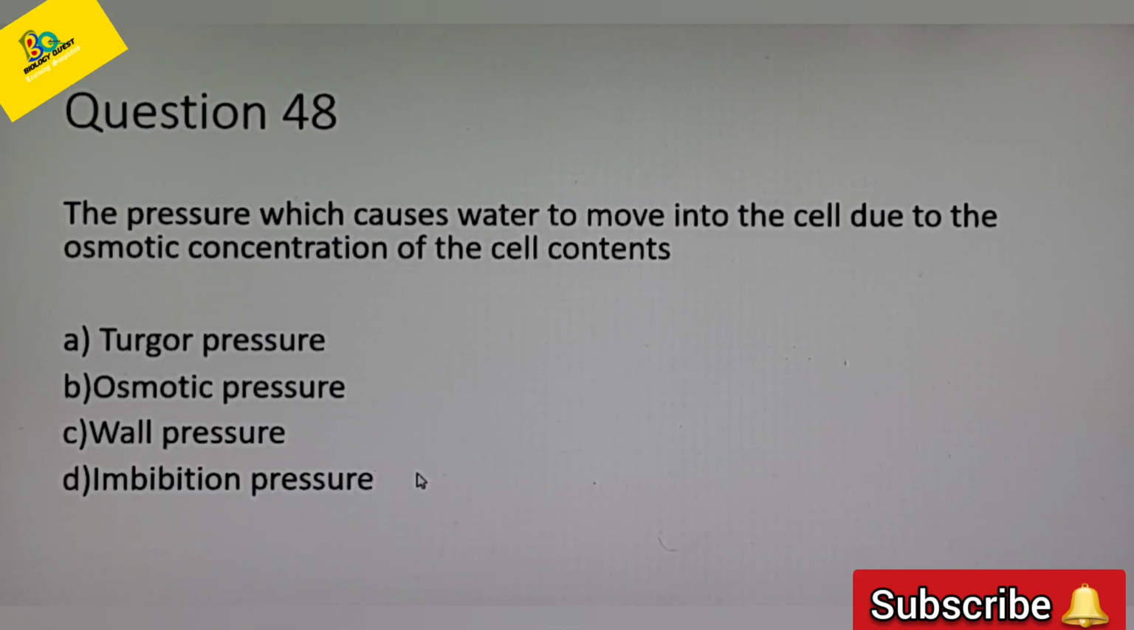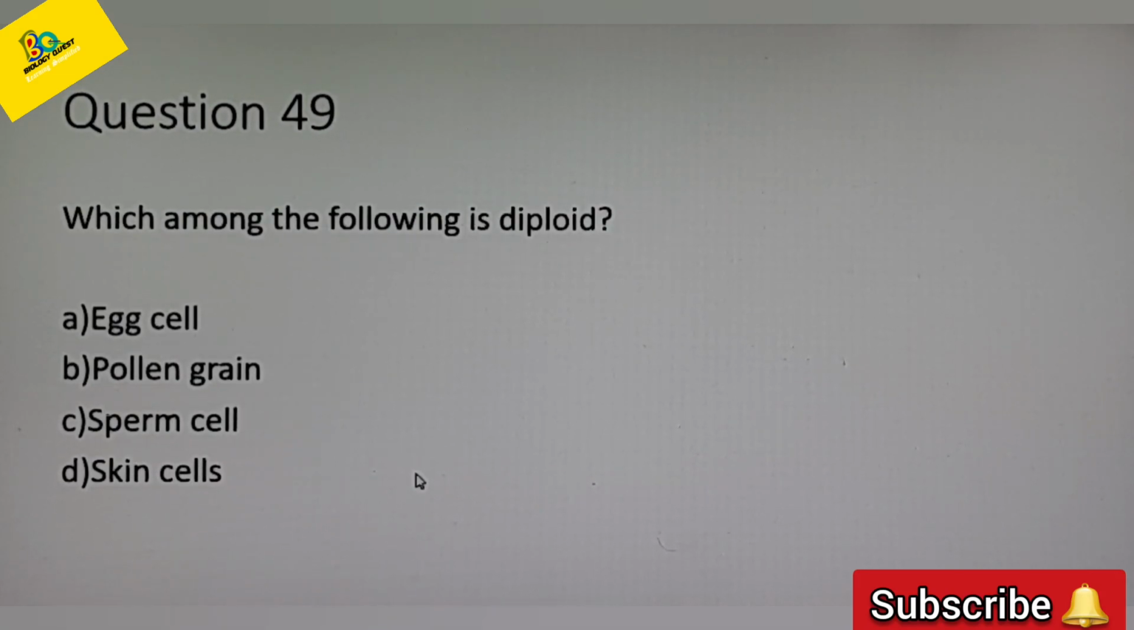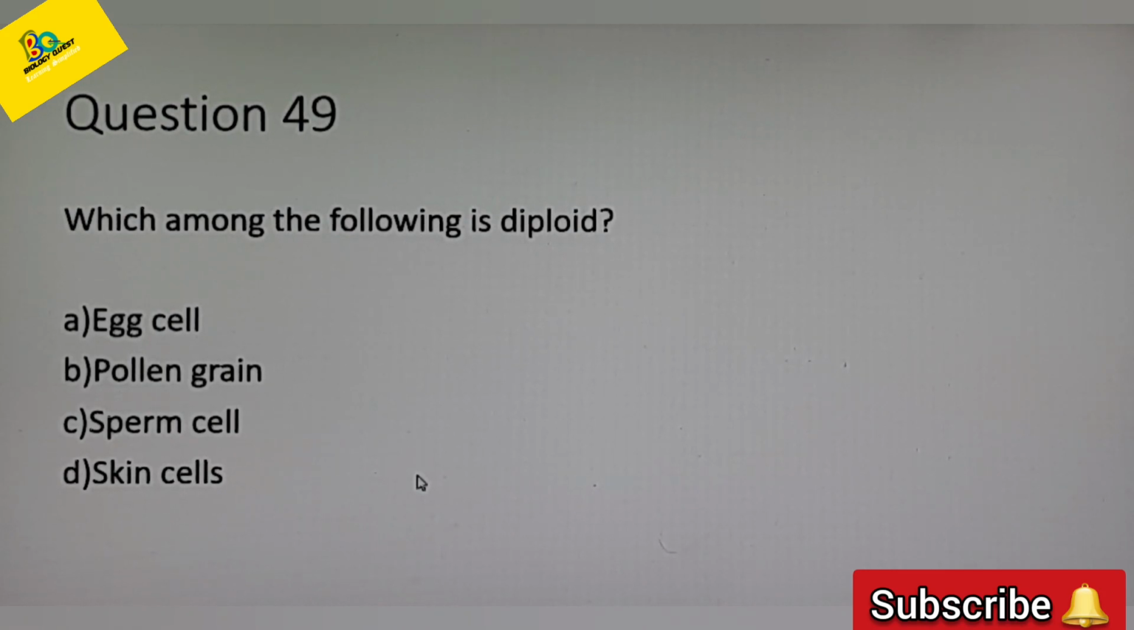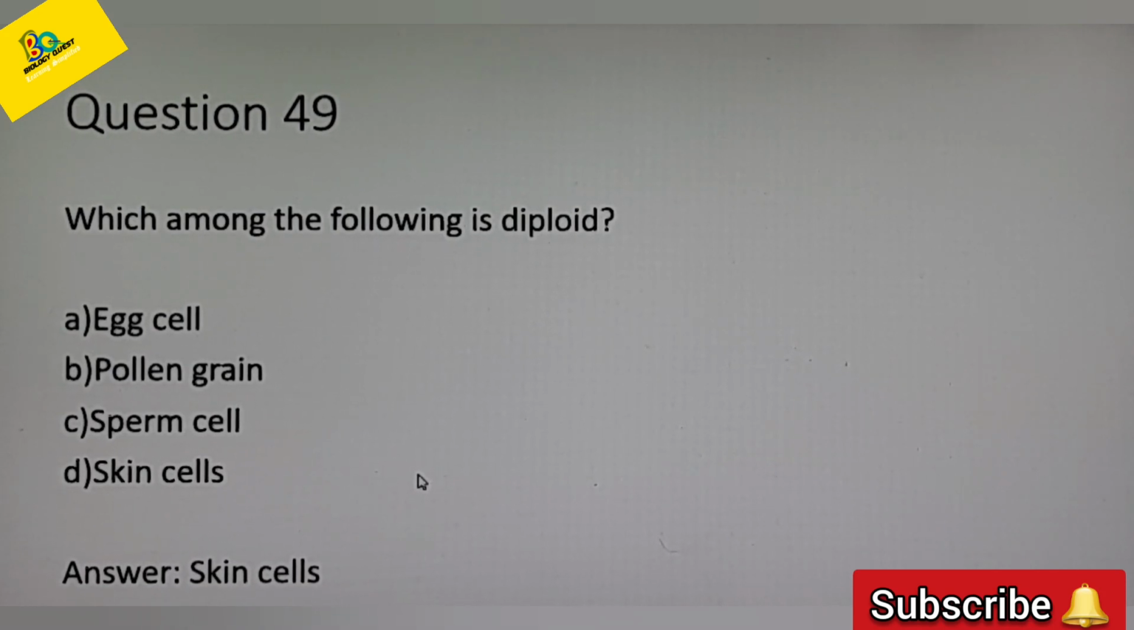So here the question is the pressure which causes water to move into the cell due to the osmotic concentration of the cell contents. You might have got the answer already. Correct answer is option B, osmotic pressure. Next question, which among the following is diploid? Options are egg cell, pollen grain, sperm cell, skin cell. Egg cell, sperm cell, pollen grain, they are all haploid. Only the skin cells are diploid. So the correct answer is option D, skin cells.